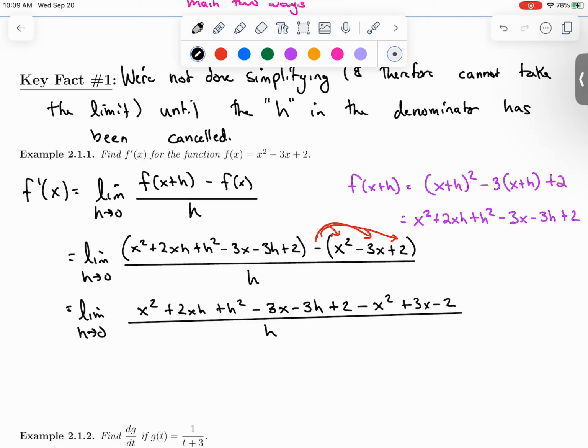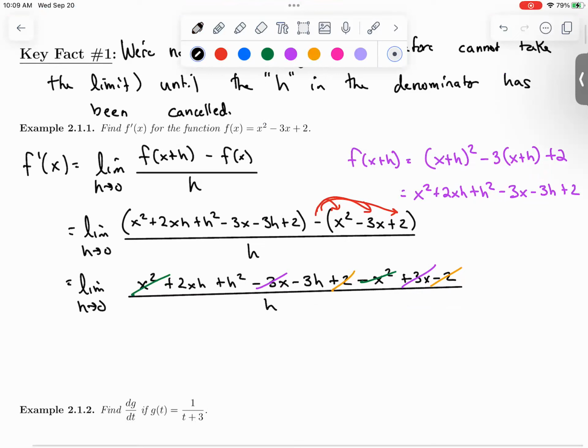But look at that. Isn't that nice? Those x squareds cancel. And those 3x's cancel. That's fun. And those 2's cancel too. That's pretty cool. It just magically happened for us. That's pretty awesome. And so this becomes the limit as h approaches 0.